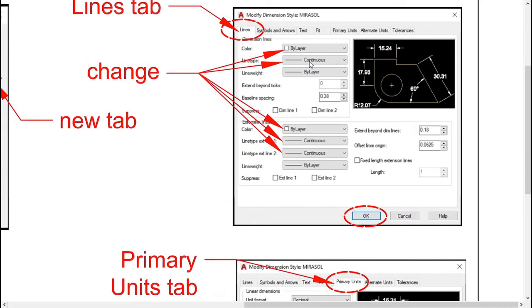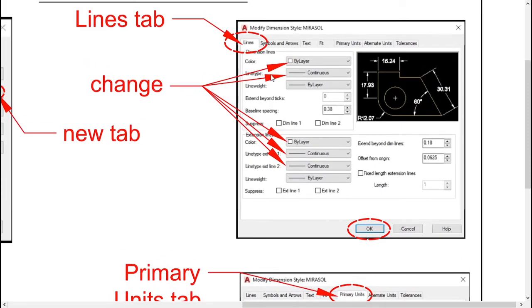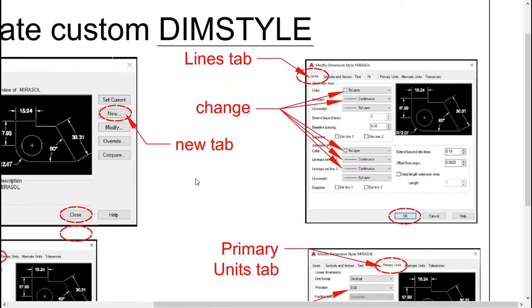This is the Lines tab. Color is ByLayer here. Linetype should be Continuous. Extension line color should be ByLayer. Linetype of the extension line should be Continuous. Okay, and then okay.